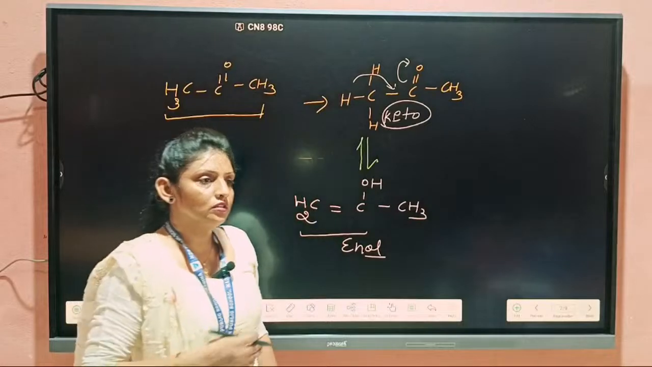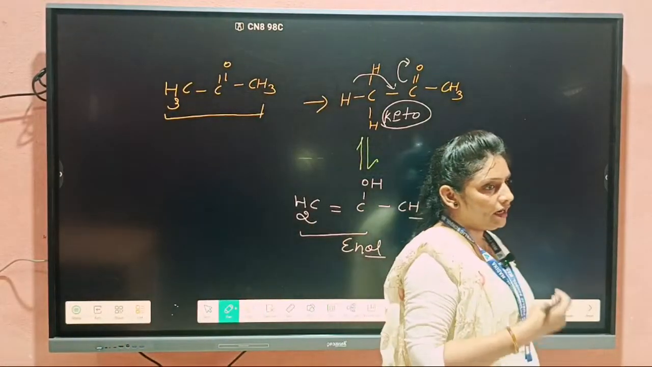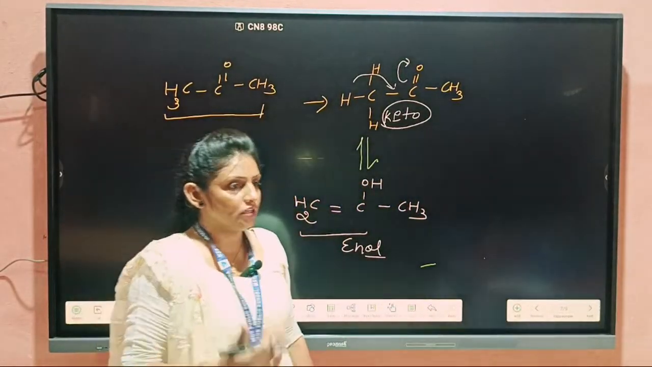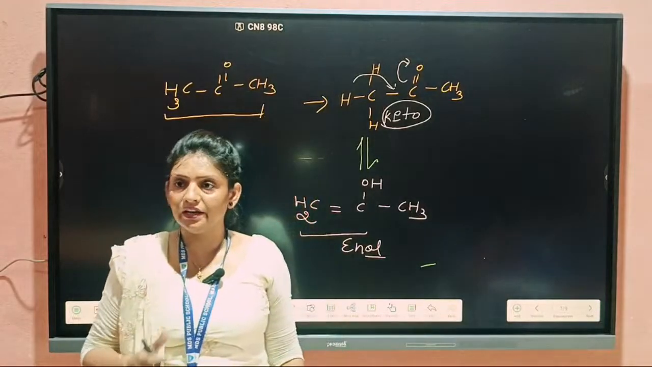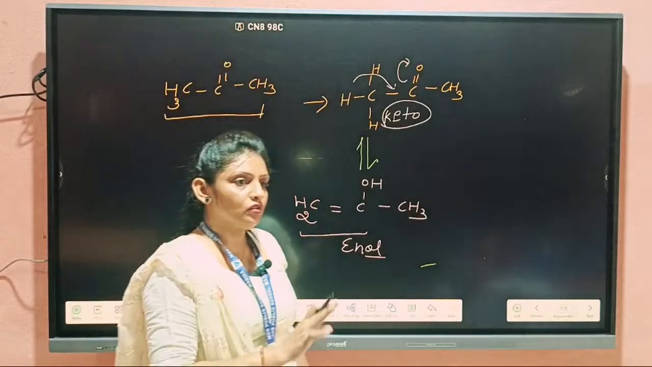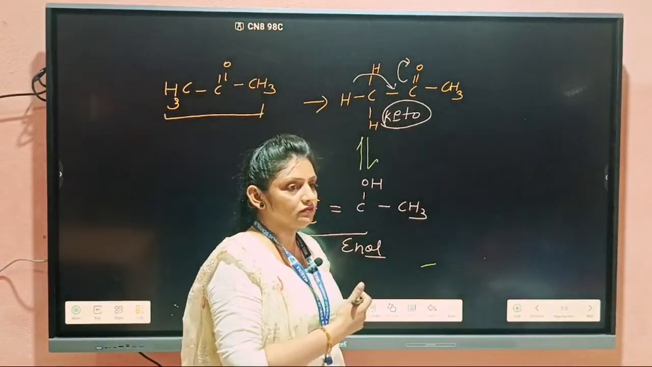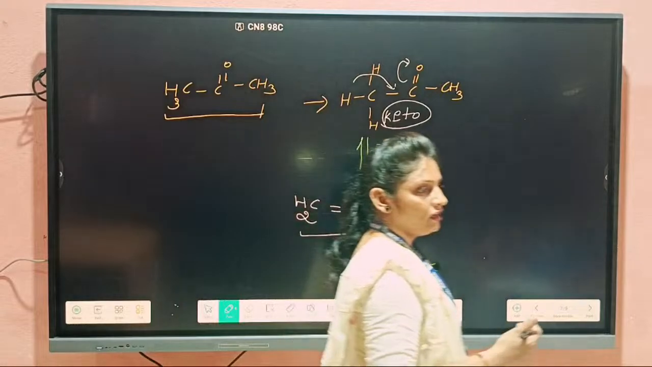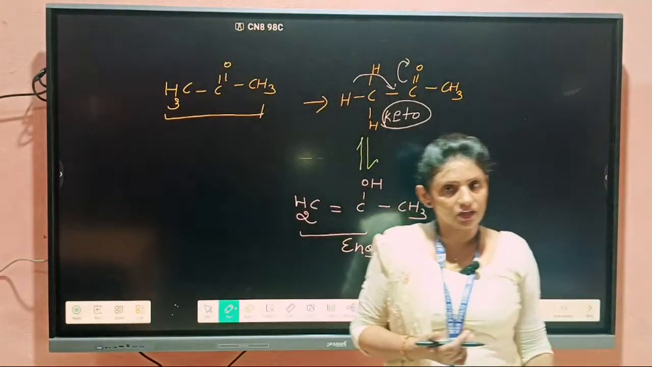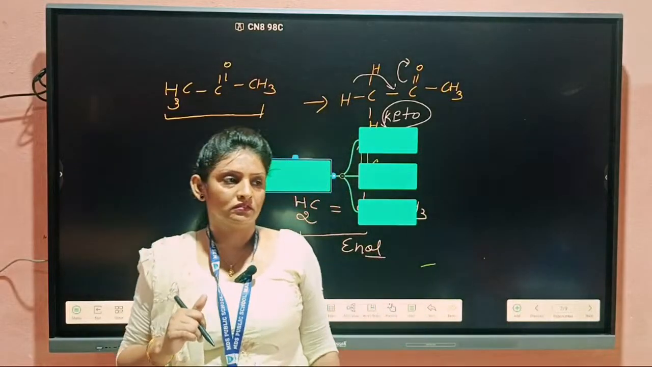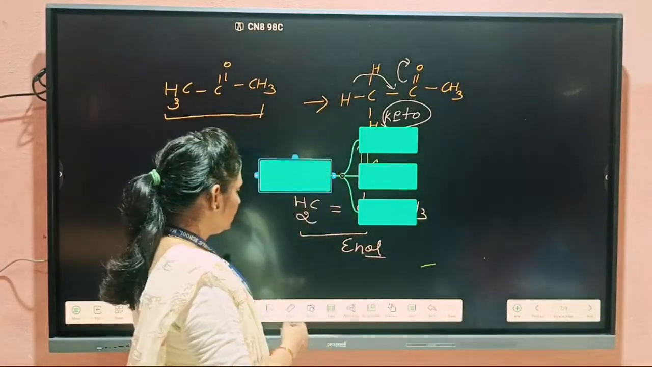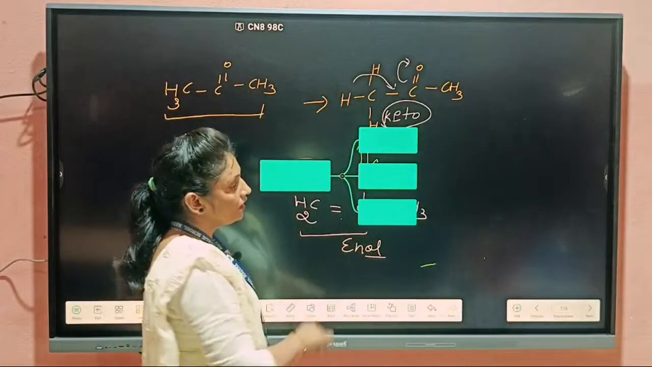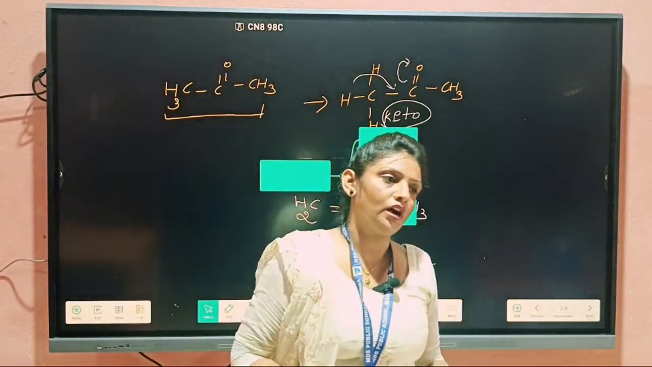So aldehyde shows chain isomers. Aldehyde and ketone show position isomers? No: aldehyde does not show the position isomers, ketone does. Ketone shows metamerism, aldehyde not. Clear? Aldehyde does not show metamerism. Tautomerism is shown by both aldehyde as well as ketone, and there must be an alpha hydrogen. Okay, students, so today we have done isomerism of the aldehyde and ketone. I hope these are clear to you. Okay, so this is enough for today. Thank you. Have a nice day.